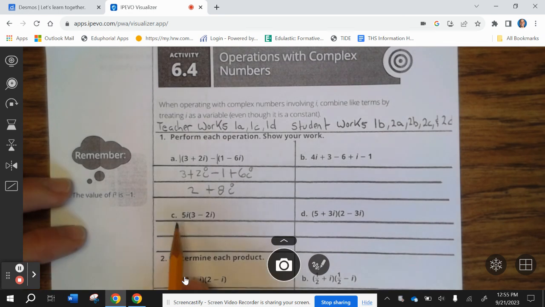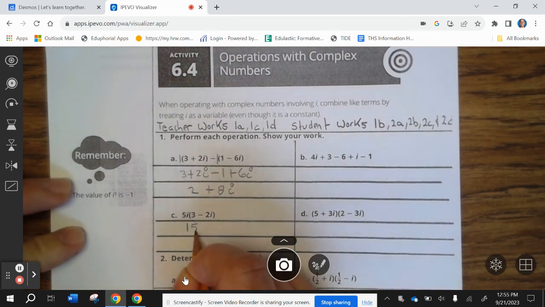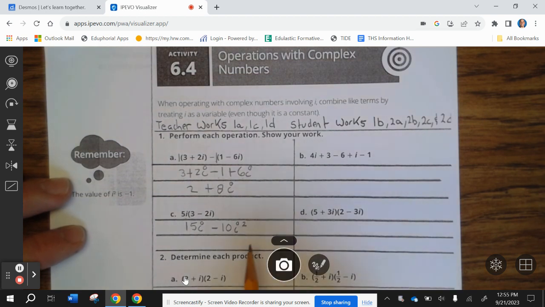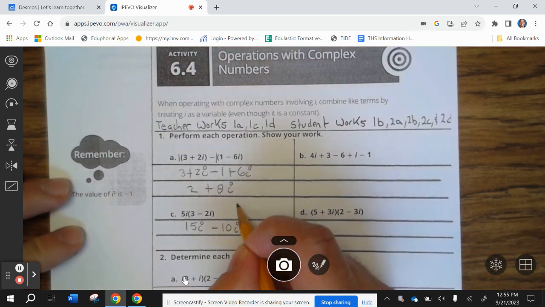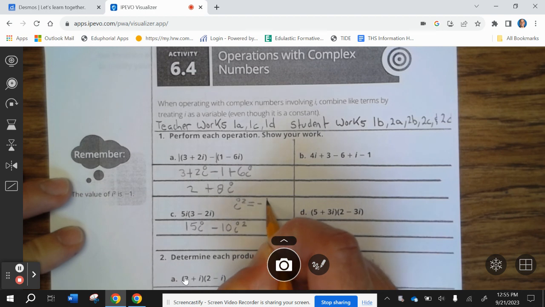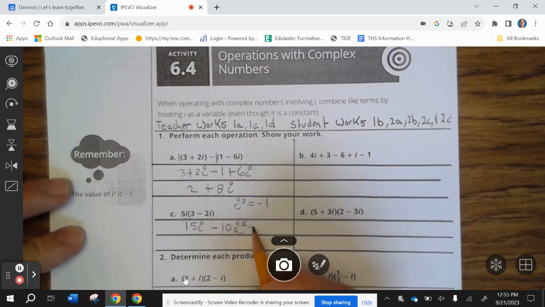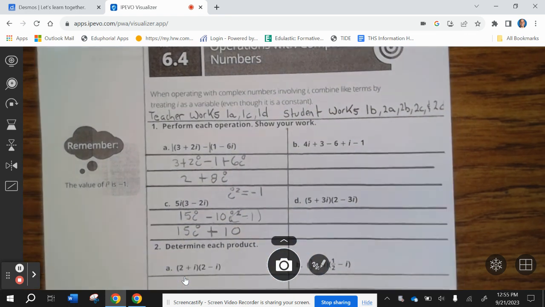Let's take a look at C. 5i times 3 is 15i. 5i times negative 2 is negative 10 times i squared. Okay? Now, i squared is equivalent to negative 1. So I'm going to change that to negative 1. So then that's 15i. Negatives are positives, so plus 10. Okay?